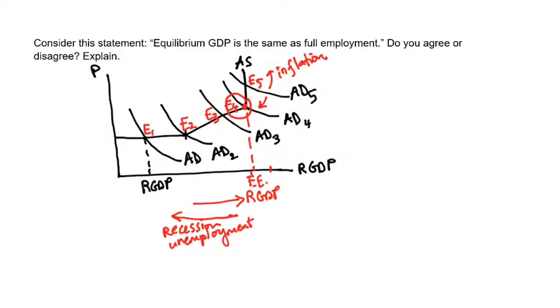Of course, we do not want inflation, high level of inflation. We do not want a recession. We do not want unemployment in an economy. So we want to bring the economy to full employment level of real GDP using our policies.